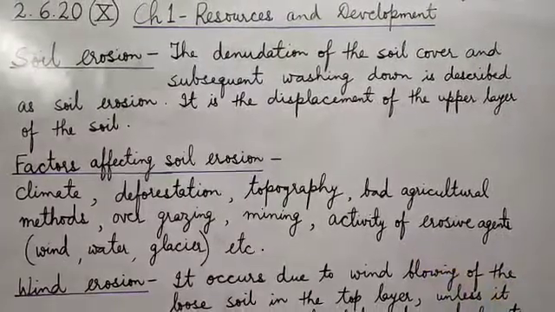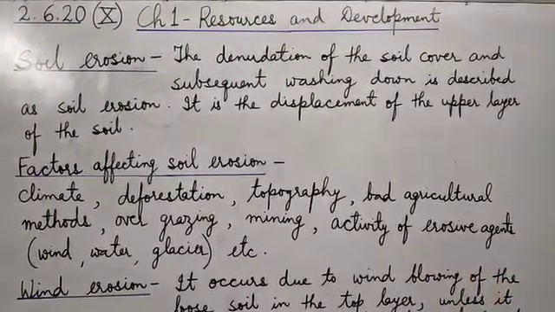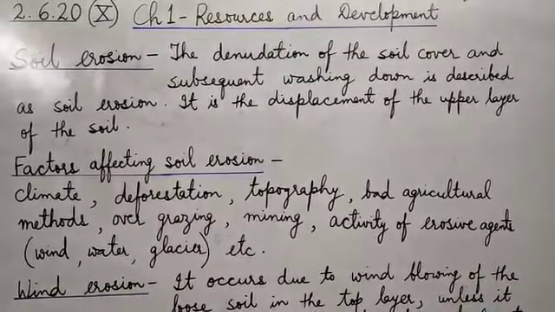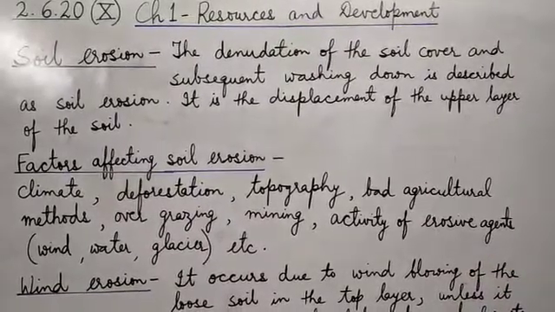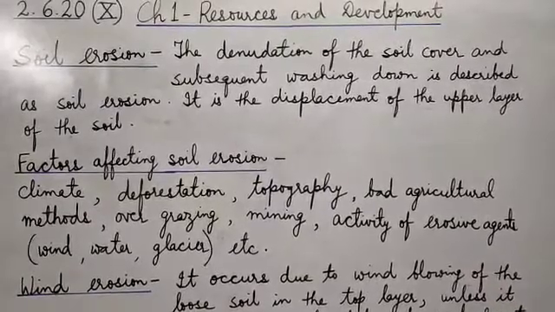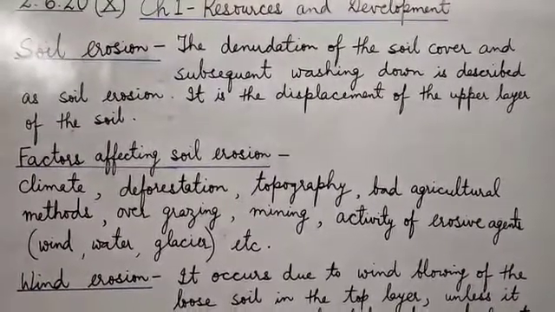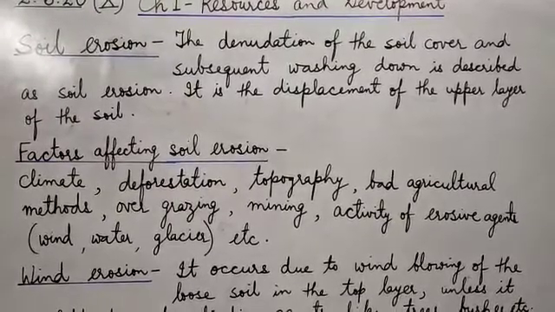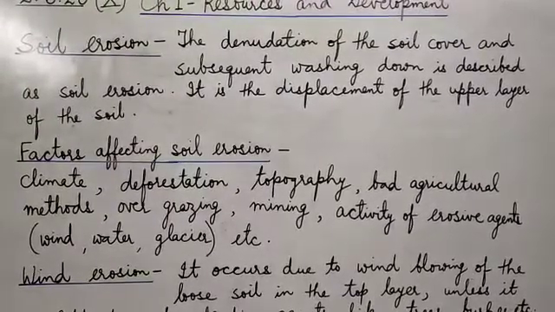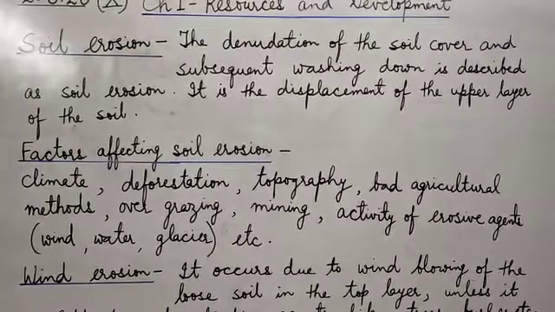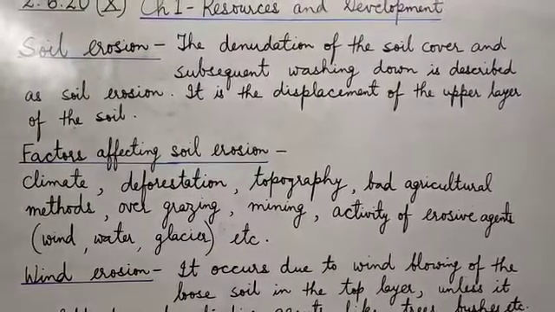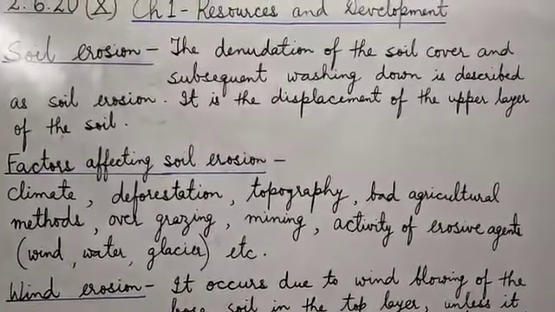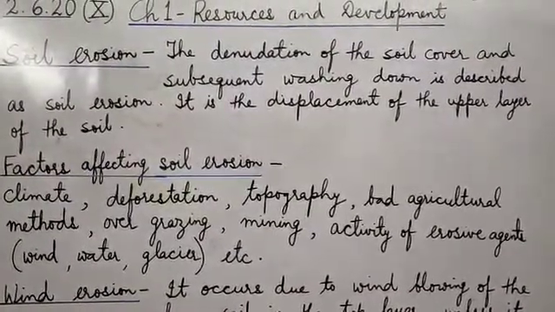Okay, next is activity of erosive agents: wind, water and glacier. These agents are also responsible for soil formation, as well as they act as erosive agents. Wind becomes a very active agent of erosion in arid or desert areas, whereas water is a very effective agent of erosion in flood prone areas, and both of these can take away the upper layer of soil quite easily. So they all are responsible for soil erosion. So students, these are the factors which cause soil erosion.